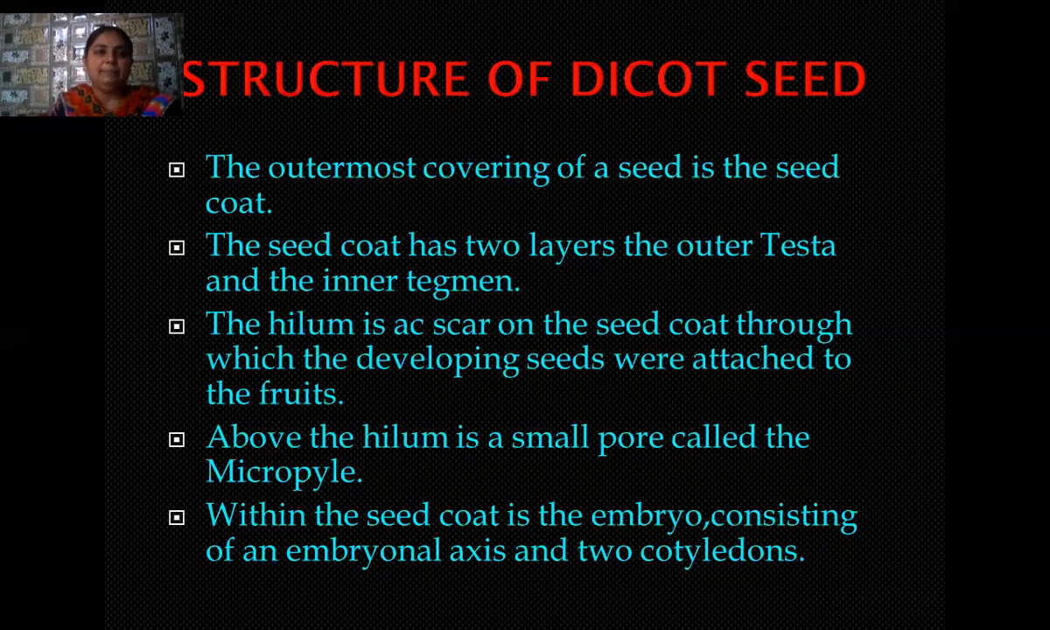And above the hilum, a small pore is visible to you, and that is known as the micropyle. So it is believed that the micropyle is that pore through which oxygen and moisture enter into the seed. And because of that, the seed remains alive. Then within the seed coat, a small embryo is there, and that embryo consists of an embryonal axis, that is an axis which passes through its center, and two cotyledons.